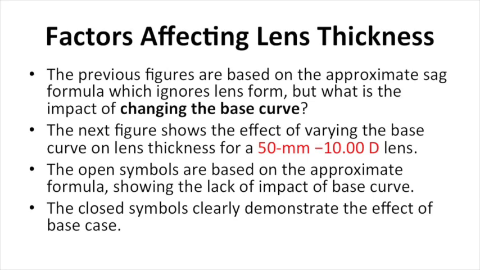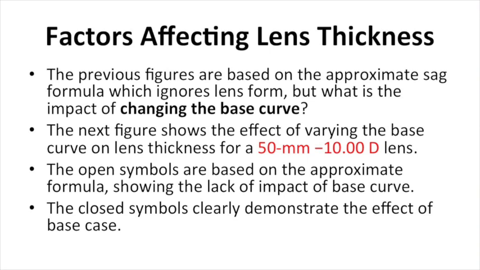Let's now consider base curve, and we can't do that. We can't examine the effect of base curve using that approximate formula. We can plot the graph as the effect of base curve, but as we'll see, it's just a flat line. So the next figure shows the effect of varying the base curve on lens thickness, or delta t, for a 50mm minus 10 diopter lens.